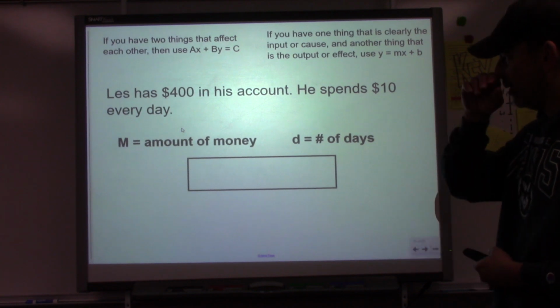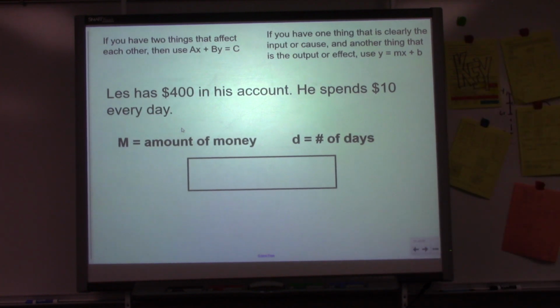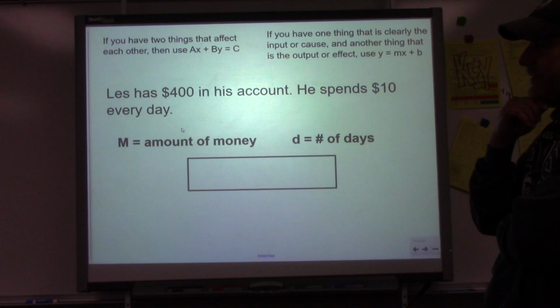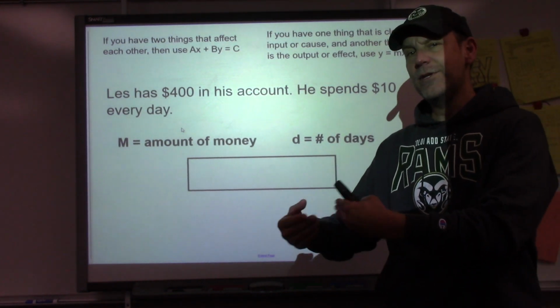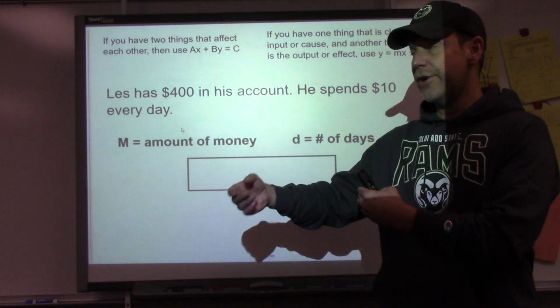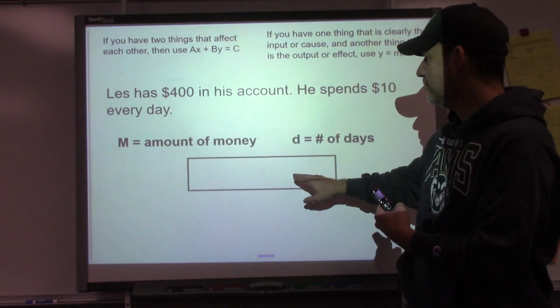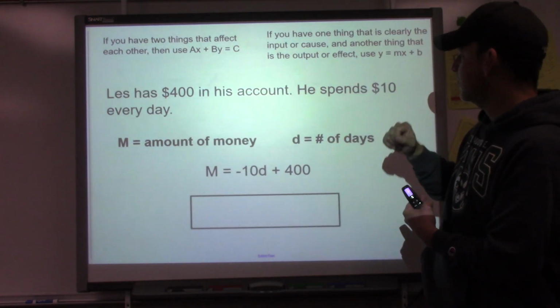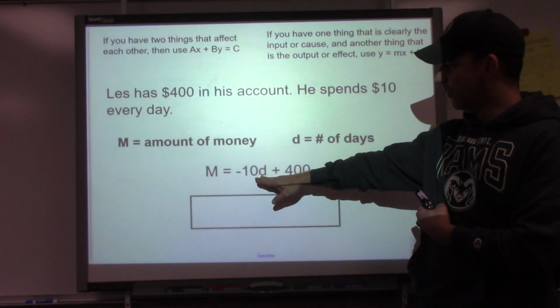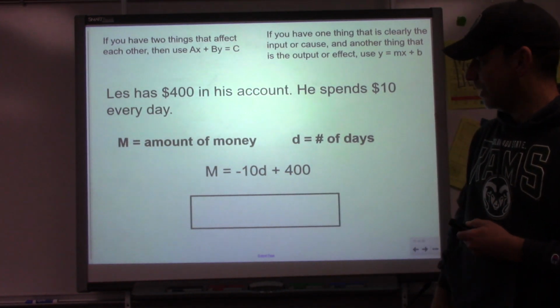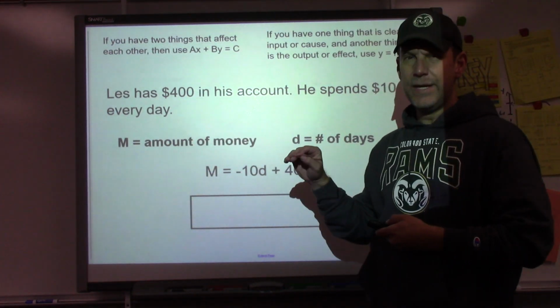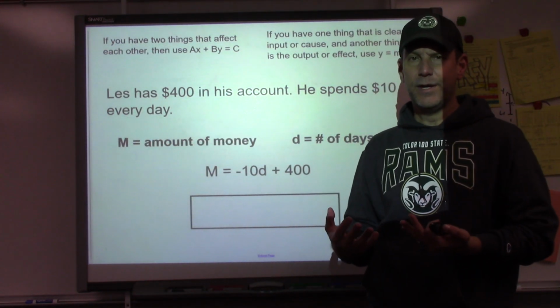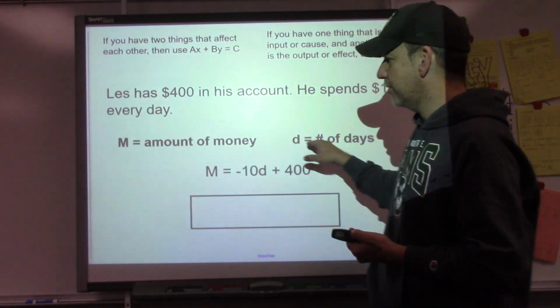Les has $400 in his account. He spends $10 every day. This is not two things affecting each other. That is days affecting how much money he has. It's got a starting value, it's got a changing value, so we know that it should be y equals mx plus b. So it's m equals negative 10d plus 400. Again, when you're having these variables, it makes sense to not always just use x and y, to use variables that make sense in terms of the situation.